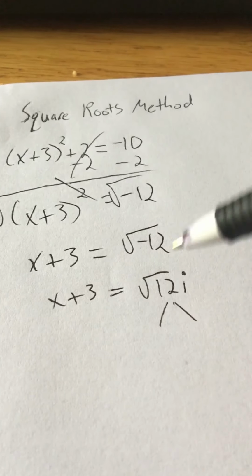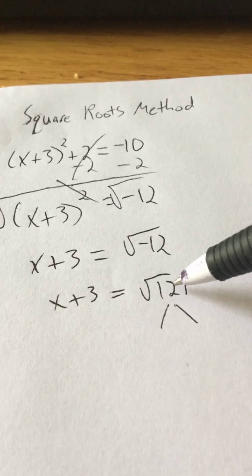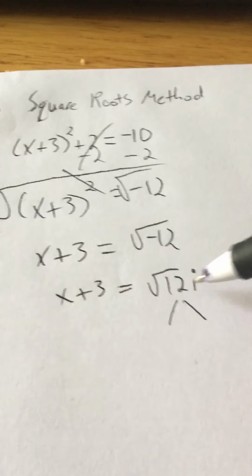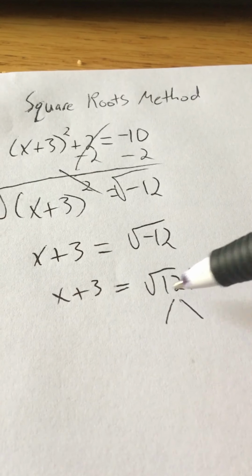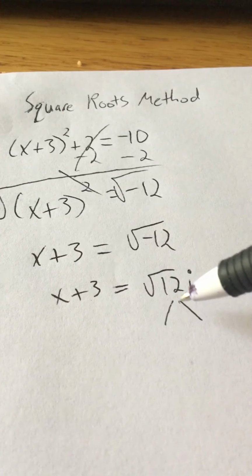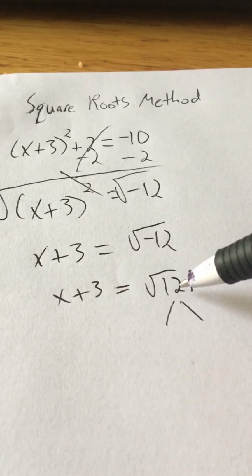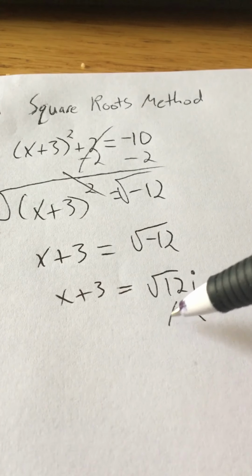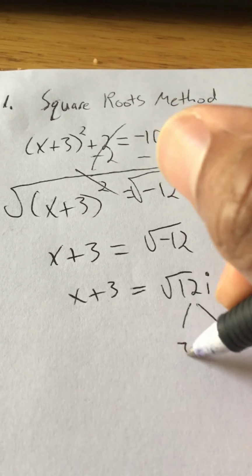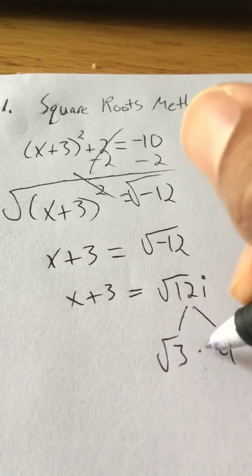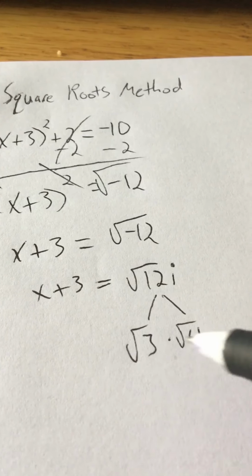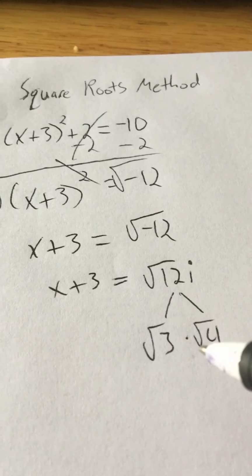In other words, maybe 12 isn't a perfect square, but are any of its factors perfect squares? Like, let's think about it. The factors of 12 are 1 and 12. Okay, that's not going to give me a perfect square. What about 2 and 6? 2 times 6 does give me 12, but 2 is not a perfect square, and neither is 6. Let's see if there's anything else. Ooh, you know what? 3 and 4. Square root of 3, square root of 4. 3 and 4 are also factors of 12. And guess what? One of those factors is the perfect square. Can you guess which one it is?